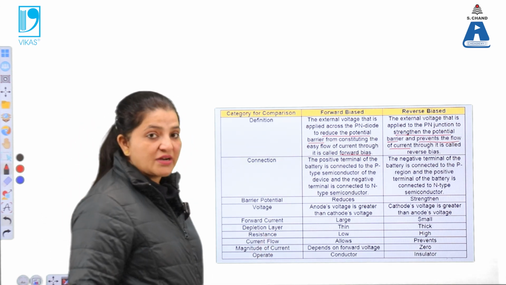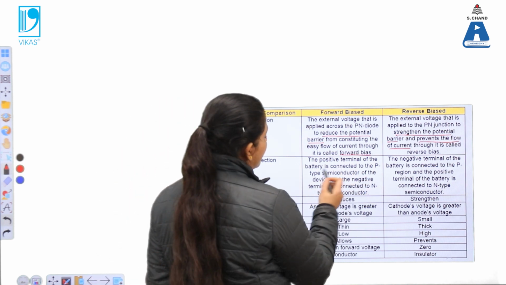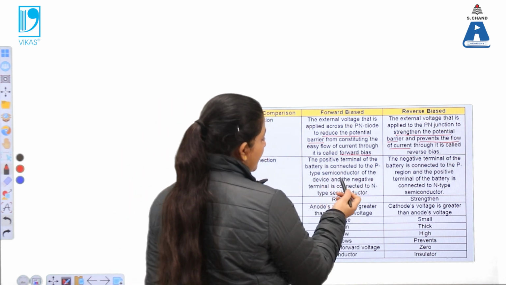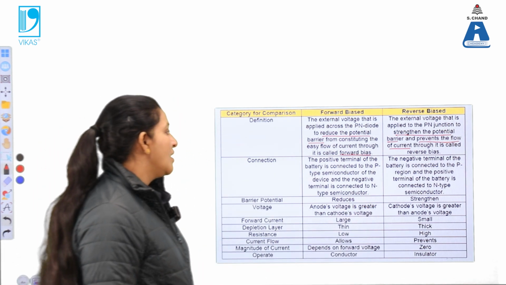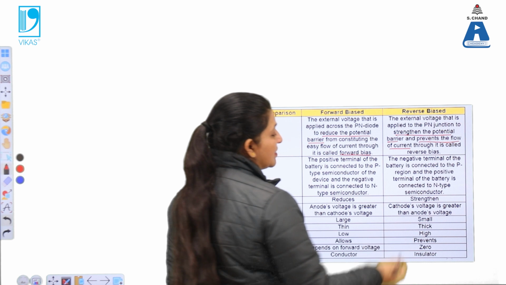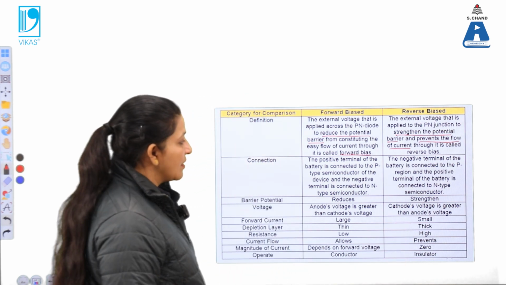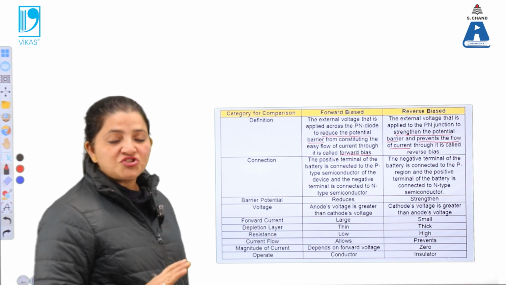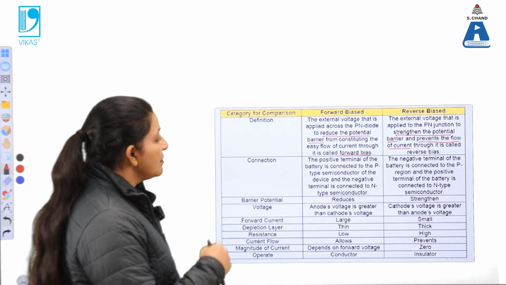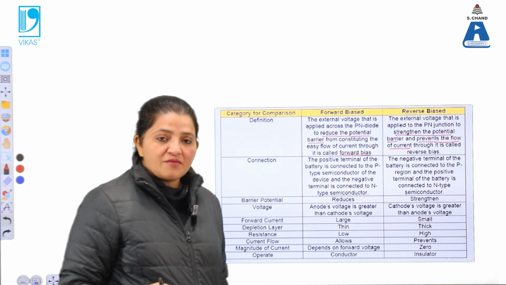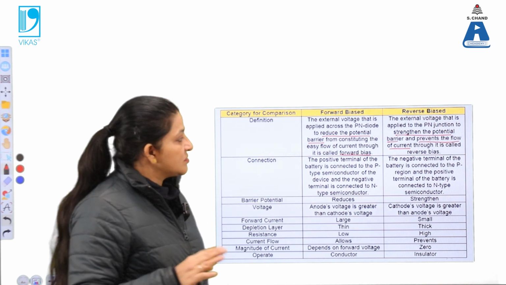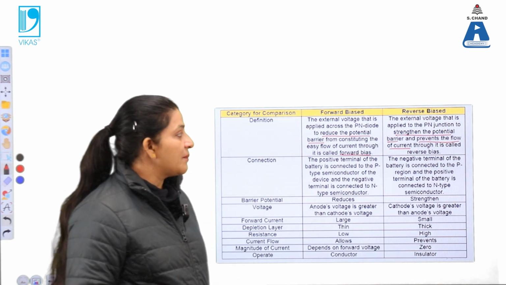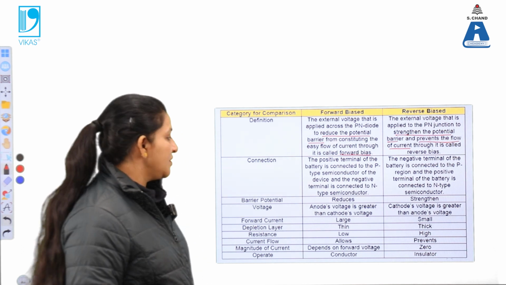So next is the connection, how that is connected. In this case, the positive terminal of the battery is connected to the P type semiconductor, and the negative terminal of the battery is connected to the N type semiconductor. While in this case, the negative terminal of the battery is connected to the P region, and the positive terminal is connected to the N type semiconductor. So in both of the cases, the connections are reversed to each other. Our main focus is on the forward biasing, because in the forward biasing the current is very large when the P type material is connected to the positive terminal, and the N type material is connected to the negative terminal of the battery.